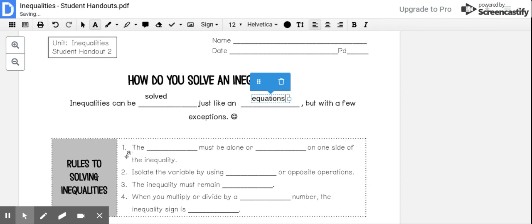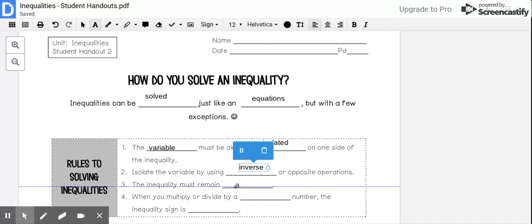Okay. So first of all, just like when we solved equations, the variable must be alone or isolated on one side of the inequality. So that means if you have 3x is greater than 6, you can't leave the 3 with the x. Or even if you have negative x, you have to get it to just plain x. You isolate the variable by using those inverse operations like we're used to, or opposite.